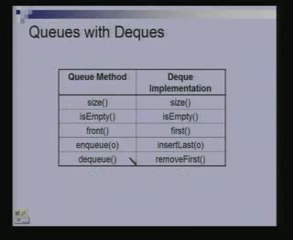Similarly, I can use a double-ended queue to implement a queue. So now front would correspond to give me the first element of the double-ended queue. Enqueue, what do I do in enqueue? I insert at the rear, so that corresponds to insert last. And when I say dequeue, I remove from the front, so remove the first element of my double-ended queue. So if I have a deque implementation, I can use the methods to implement a stack or a queue or one of these data types. Any questions?